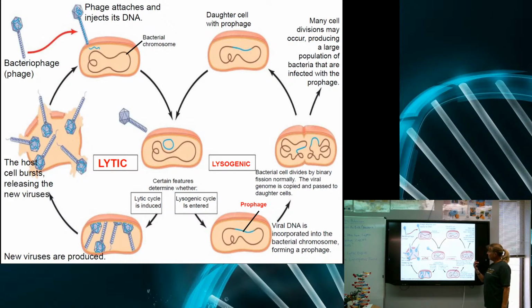Now, you can have a virus that goes through the lysogenic cycle and not know it. This is your AIDS, your herpes, okay? There's different types of herpes. And what happens is, you might have that virus and not know it because it's just kind of hiding there. It's hiding in a dormant phase.